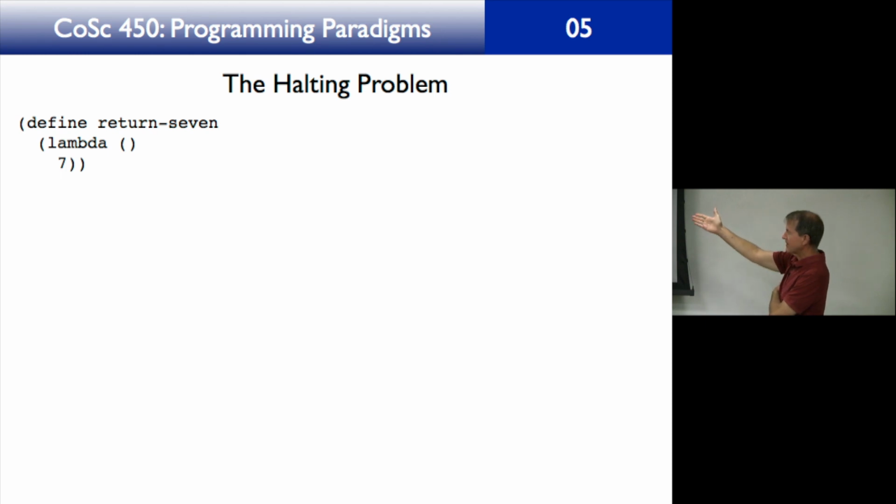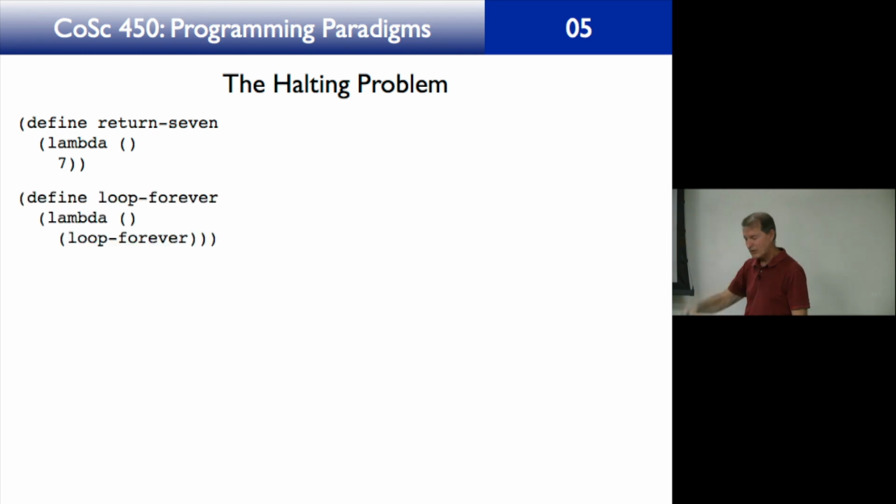here's one. This function says define return 7, lambda, no arguments. And what does it return? 7. Now, you don't have to run this program to know that it halts, right? Here's another function. Define loop forever, lambda. And what does it do? It calls itself recursively over and over and over again with no base case. We can just analyze this and detect that it's an endless loop.